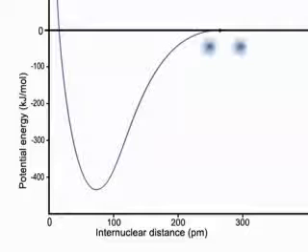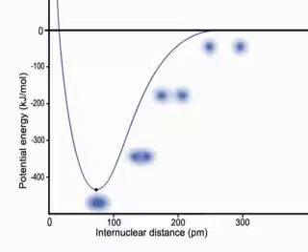When the H atoms are far away from each other, we designate the energy as 0. As they move closer together, they attract each other more, and the energy decreases to a minimum. At this point, a stable hydrogen molecule has formed. If the nuclei come any closer, the energy increases rapidly as nuclear and electron repulsions take over.